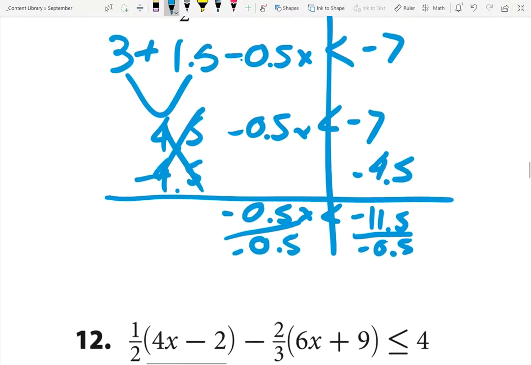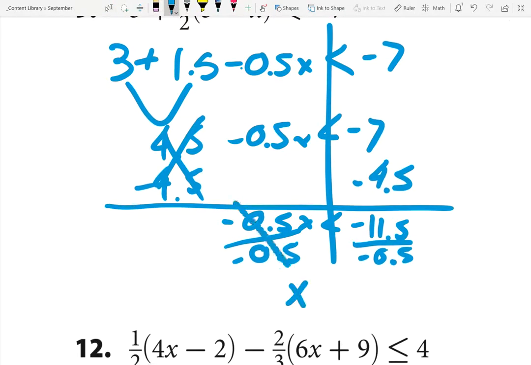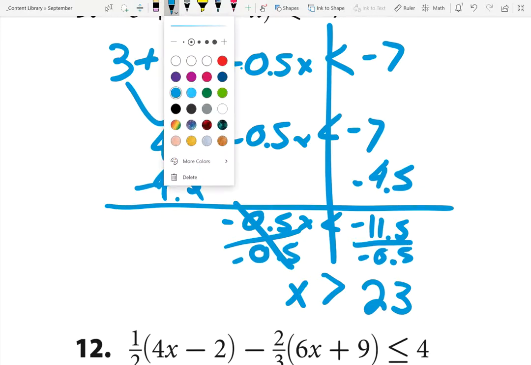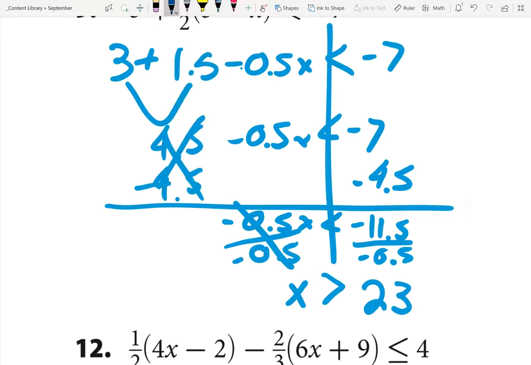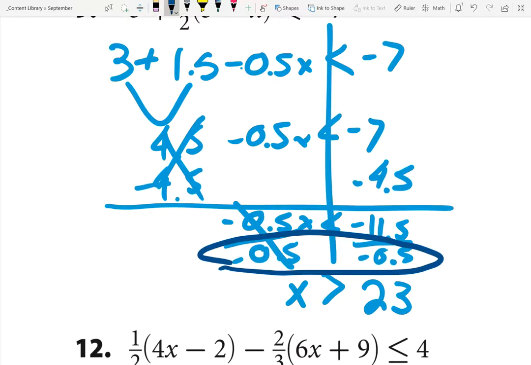Now, something interesting happens here because we'll be left with x all by itself. And then negative 11.5 divided by 0.5 is 23. But notice we used to have a less than sign, but now the answer is actually x greater than 23. So I'm flipping the sign here. Now let me tell you why I did that. It's all based off of this step right here, what I did in that step.